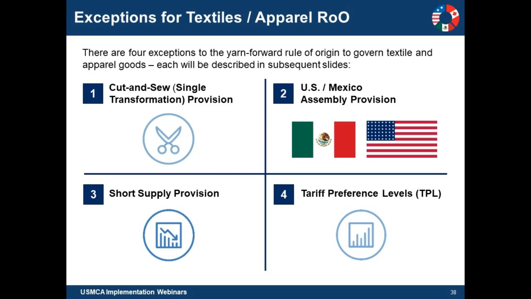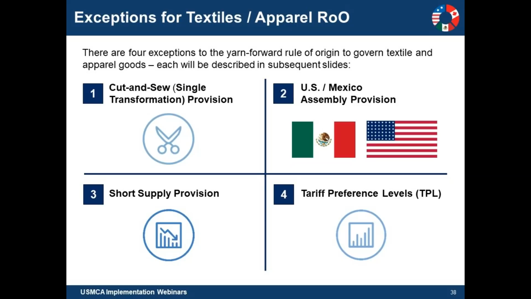The short supply provision, or commercial availability, allows use of certain foreign fibers, yarns, and fabrics that have been determined by the Department of Commerce not to be available in commercial quantities in a timely manner to be used to produce qualifying textile and apparel products. Short supply only applies to goods of Chapter 62.